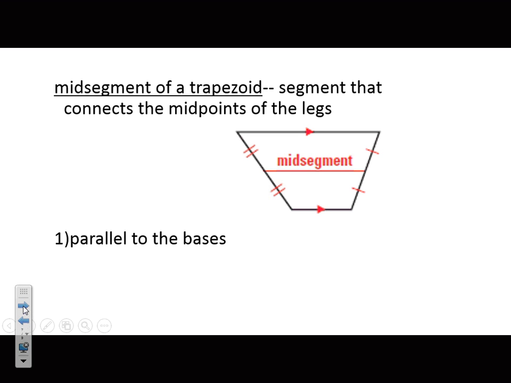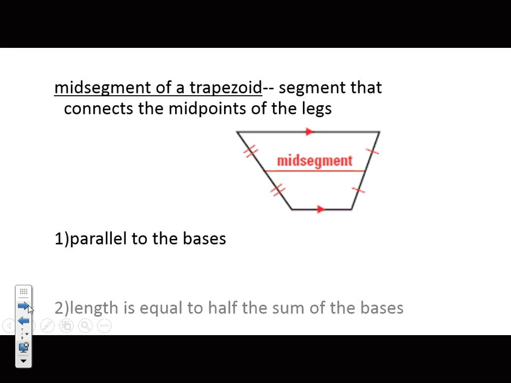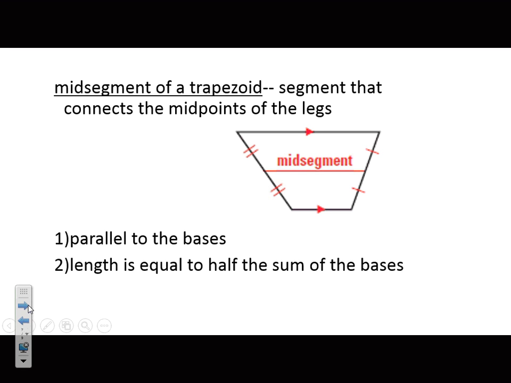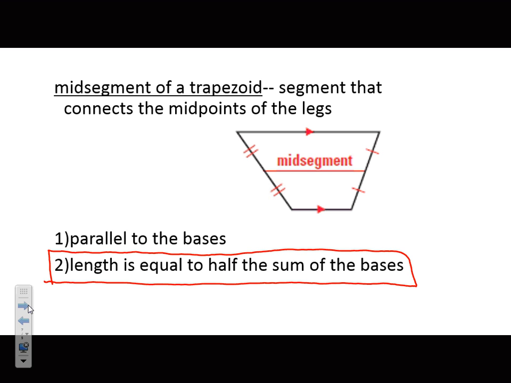It's very important that they have parallel bases, which we know about trapezoids. And then the length is equal to half the sum of the bases. So please, please, please make sure you get number 2 written down right here. The length is equal to half the sum of the bases. So when we talk about that, half means we're going to what? Divide by 2. Sum, we're talking about adding. So that's really important that we know that.